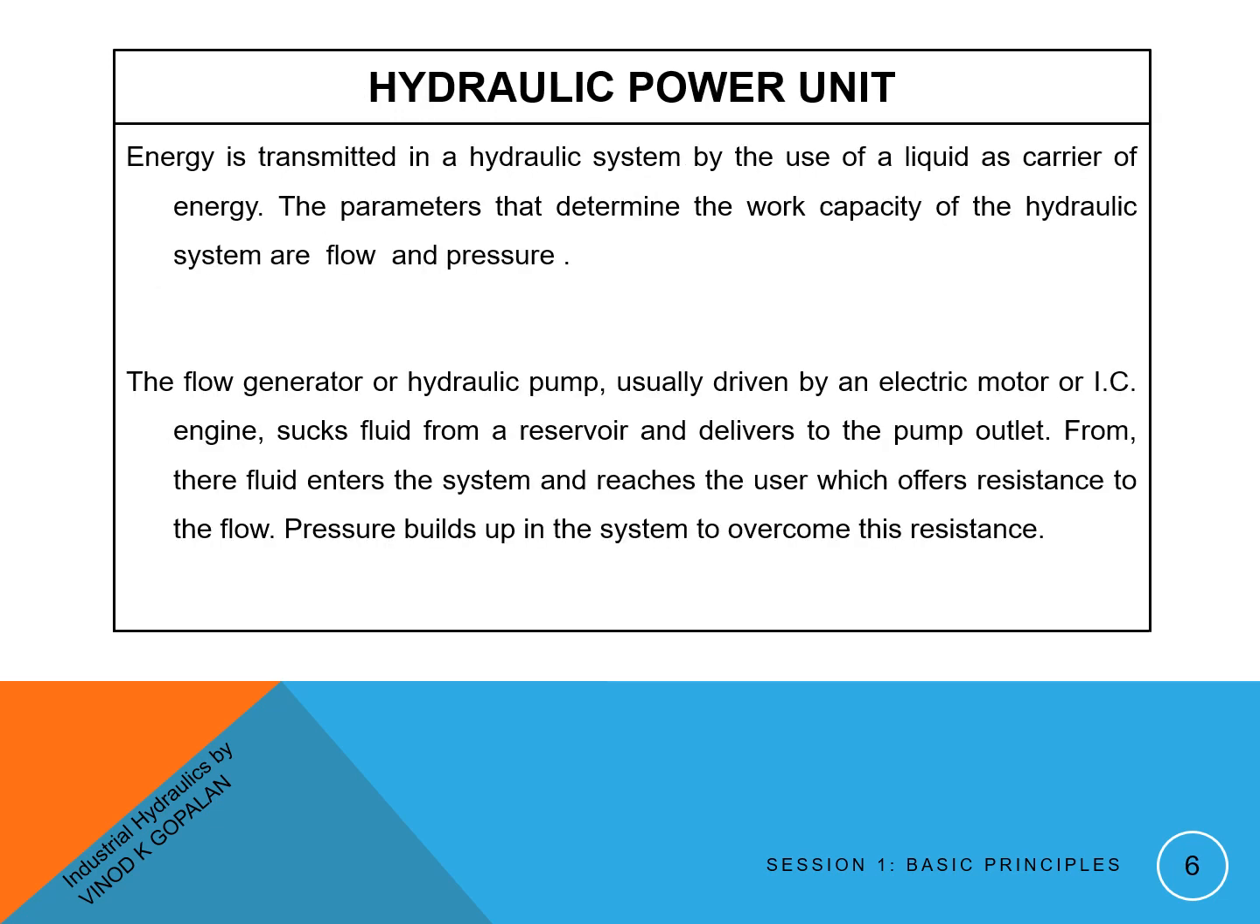Hydraulic power unit. Energy is transmitted in a hydraulic system by the use of a liquid as carrier of energy. The parameters that determine the work capacity of the hydraulic system are flow and pressure. The flow generator, or hydraulic pump, usually driven by an electric motor or an internal combustion engine, sucks fluid from a reservoir and delivers it to the pump outlet. From there, fluid enters the system and reaches the user, which offers resistance to the flow. Pressure builds up in the system to overcome this resistance.